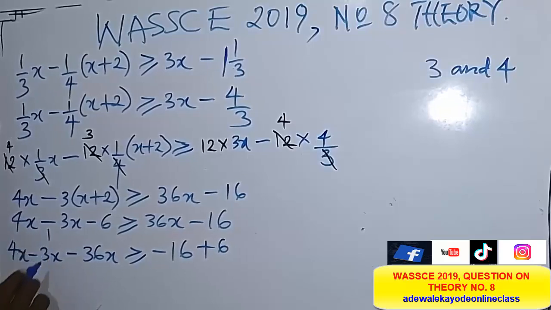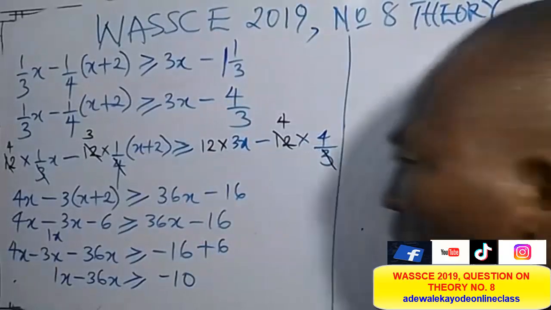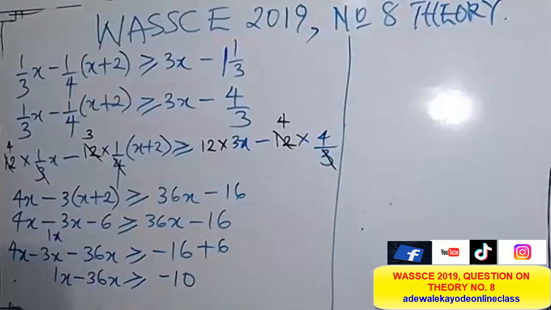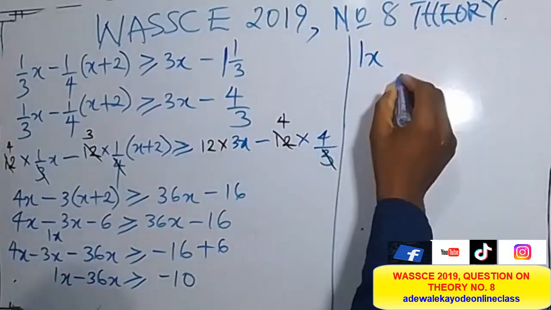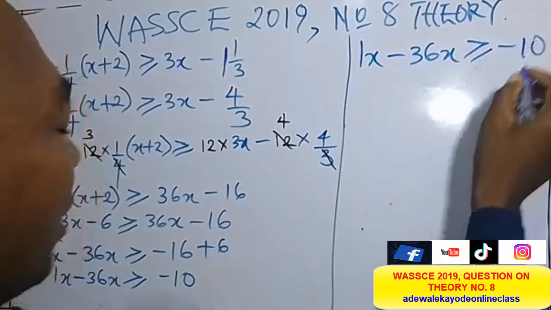That means you still have 1x minus 36x. So we have 1x minus 36x greater than or equal to minus 16 plus 6. You owe 16 naira and you have 6 naira. You have to go and pay that 6. Then we are left with a debt of 10. Now let us continue from the other side. We have 1x minus 36x greater than or equal to minus 10.